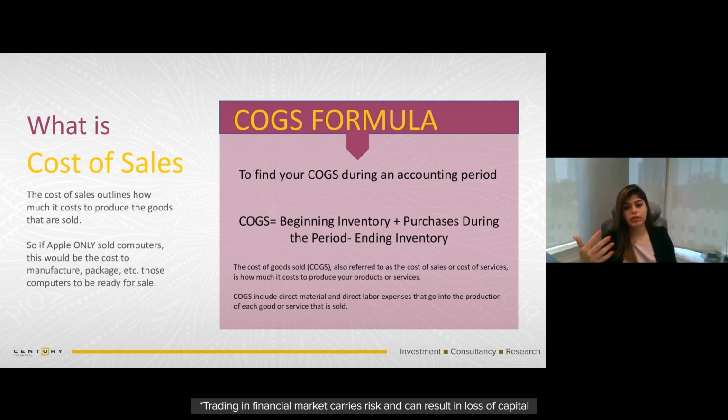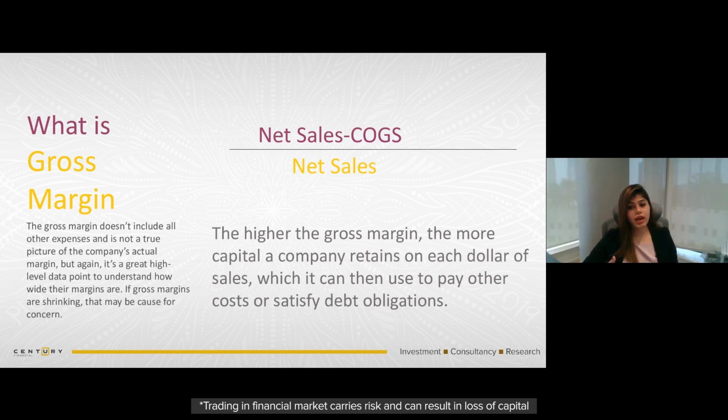The lower it is, the better for the company, because the lower the cost of sales, the higher the gross margin of a company. Gross margin is what? You basically have your net sales minus the cost of manufacturing it, and you divide that by your net sales again, and you'll get your gross margin. So the higher the gross margin for a company, the more capital a company is retaining on each dollar of sales, which can then be used for other costs or other debt obligations that the company has. So the higher the gross margin, the better it is for the company.